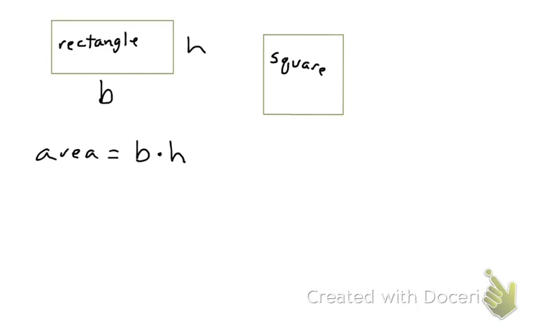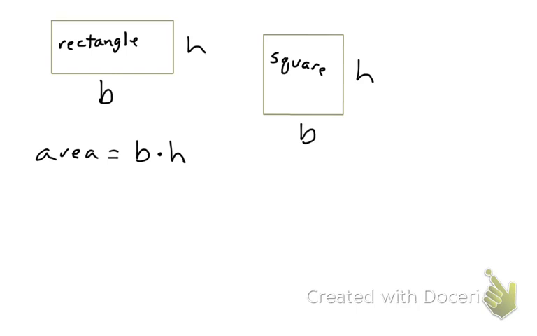Okay, the base and the height will always be perpendicular to each other, and in this case, it really doesn't matter which one's the base, which one's the height. You're going to multiply them by each other, and since multiplication is a commutative property, it really doesn't matter the order in which you put them in. The square has the same thing. The square has a base and a height.